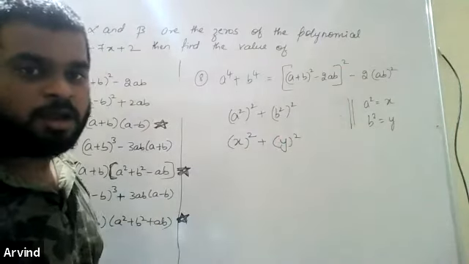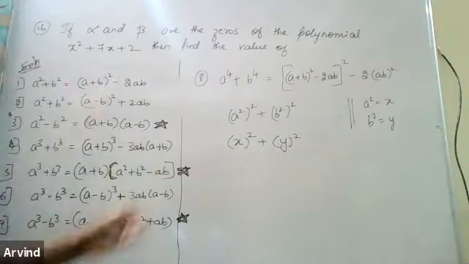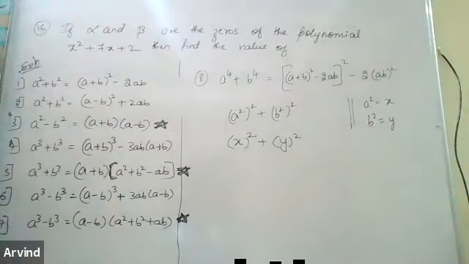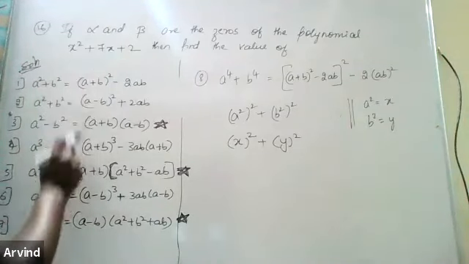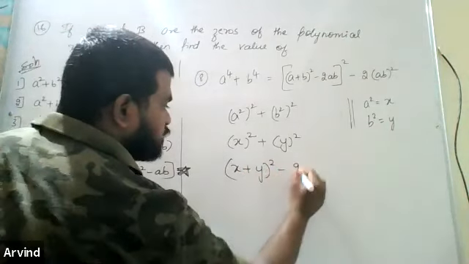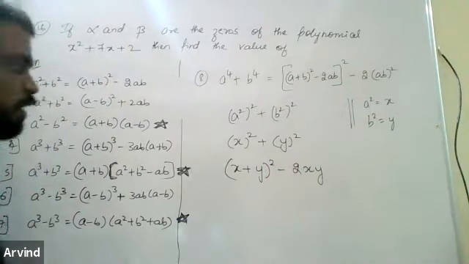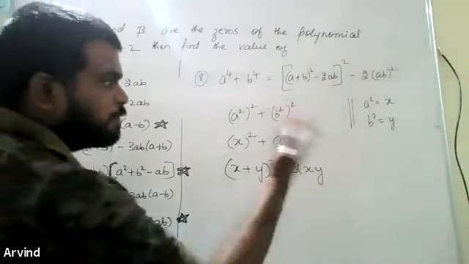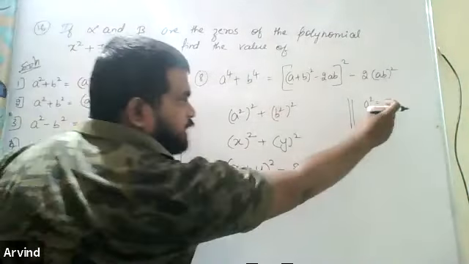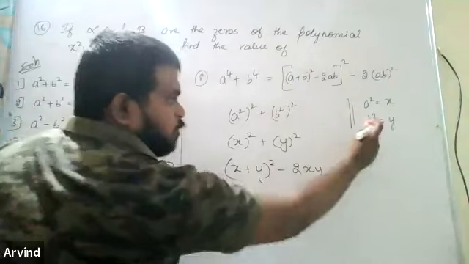Now please tell me, which formula does this resemble? I have given 8 formulas. Out of the 8 formulas, which formula does it resemble? First one or second one? Let's use the first one itself. a square plus b square means a plus b the whole square minus 2ab. So here x plus y the whole square minus 2ab becomes 2xy. Do you accept? Yes, sir. Now I bring back the substitution: x is a square, so in place of x I put a square, plus y is b square.